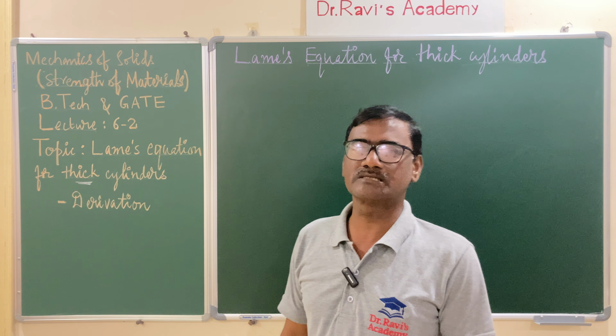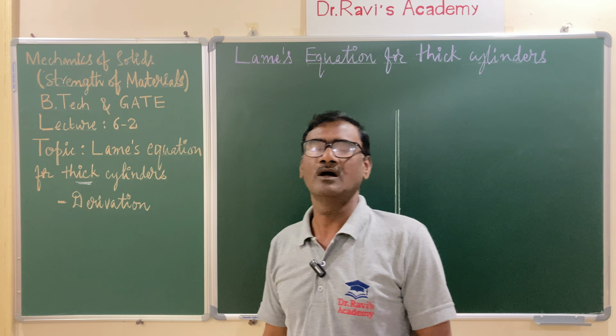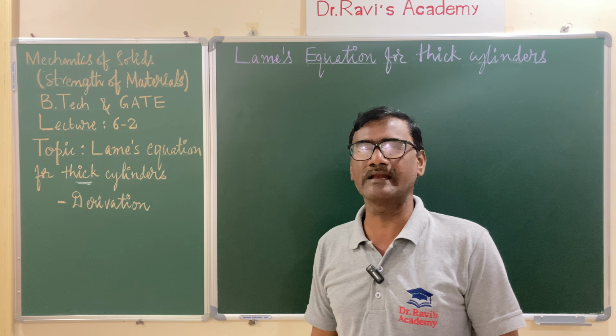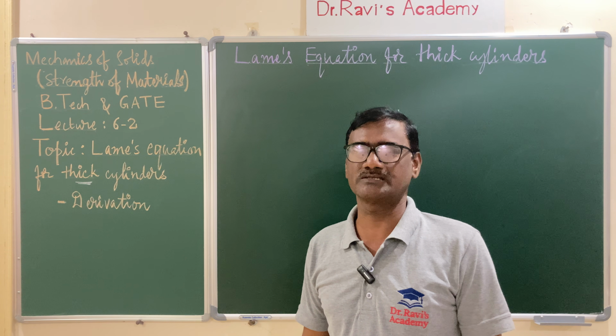In today's virtual class, we will be deriving the expression for the Lame's equation applicable to thick cylinders. If the wall thickness of a cylinder is more than the internal radius divided by 10, that is r by 10, then it is called a thick cylinder.